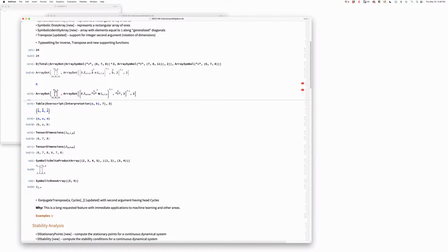Okay, what's this? Conjugate transpose. Wait a minute. What's that? That's the same thing as transpose. Oh, but it has just a cycles argument. Yeah, because it's just a different notation for permutation. So it just eats more permutation. It was a list. I understand. So it's just this pure addition.